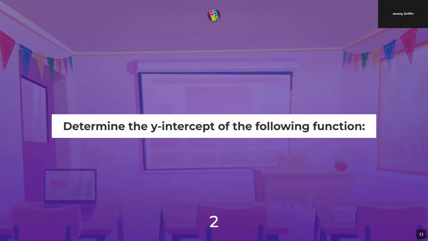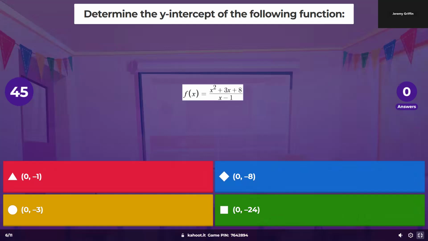Determine the y-intercept. How do you find the y-intercept? It's the exact same function: x squared plus 3x plus 8, all divided by x minus 1. You just make all the x's 0.